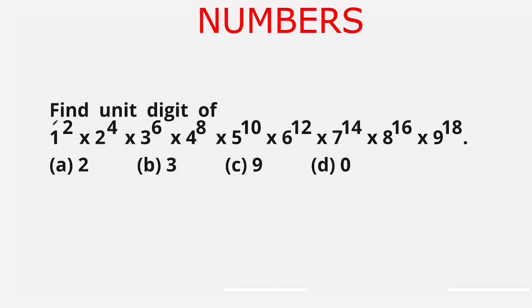Our question is, find unit digit of 1 to the power 2 multiplied by 2 to the power 4 multiplied by 3 to the power 6 multiplied by 4 to the power 8 multiplied by 5 to the power 10 multiplied by 6 to the power 12 multiplied by 7 to the power 14 multiplied by 8 to the power 16 multiplied by 9 to the power 18. The given options are option A 2, option B 3, option C 9, option D 0.